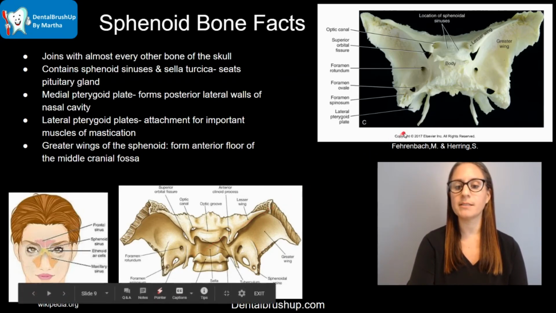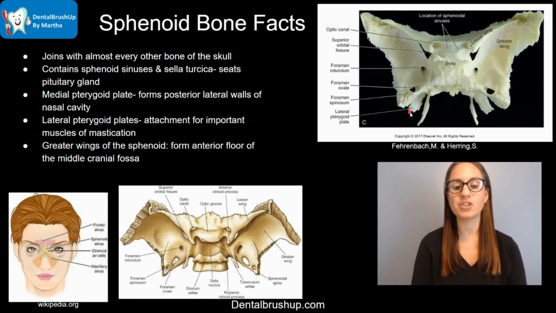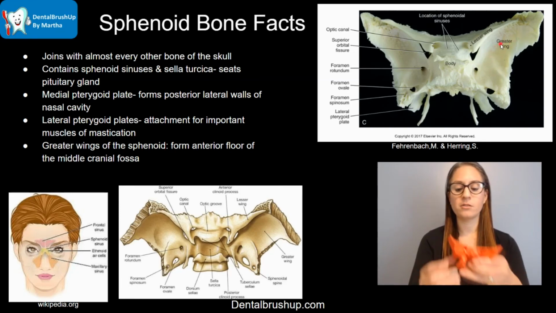Also, over here, you can see the medial pterygoid plate, which is located right here, and that forms the lateral walls of the nasal cavity. And right behind it, you can see the lateral pterygoid plate, which serves as an attachment for important muscles of mastication. Now, over here, you have the greater wing of the sphenoid bone.